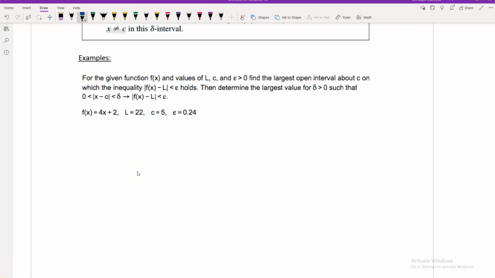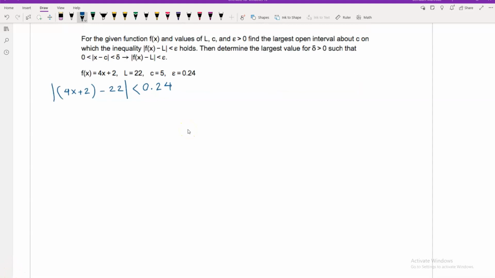Example, for the given function f of x and values of L, C, and epsilon, find the largest open interval above C on which the inequality absolute value of f of x minus L less than epsilon holds. Then determine the largest value for delta such that absolute value of x minus C between 0 and delta implies absolute value of f of x minus L less than epsilon. So what we have here, our function f of x is equal to 4x plus 2. L is 22, C is 5, and epsilon is 0.24.